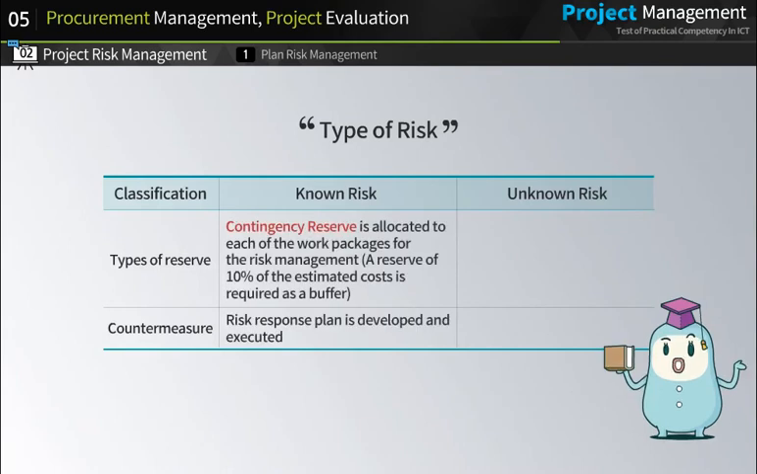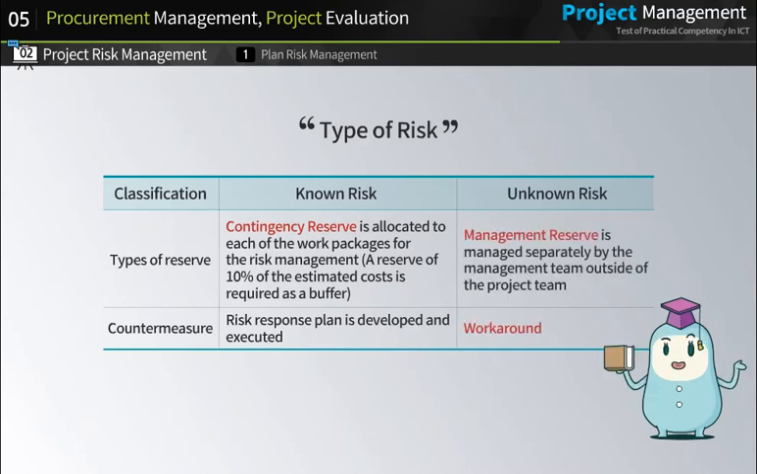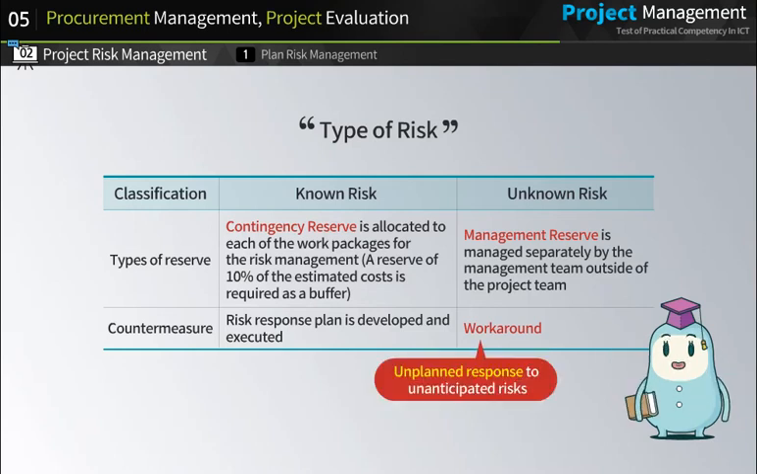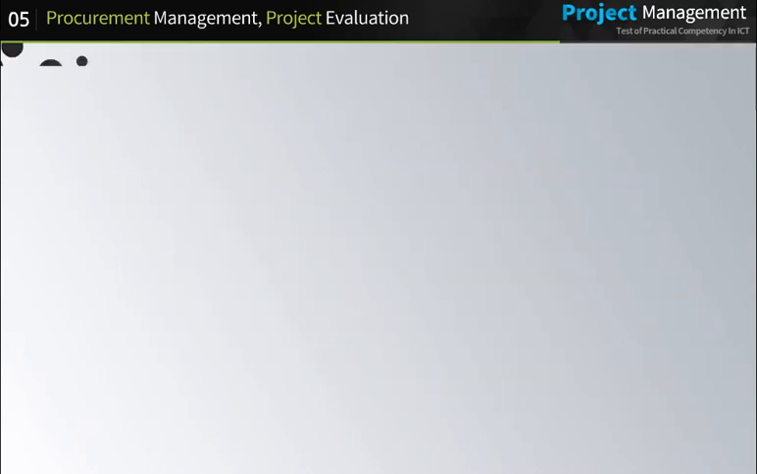For a known risk, contingency reserve is allocated to each of the work packages for the risk management. For an unknown risk, which is not included in the project budget, management reserve is managed separately by the management team, outside of the project team. The term workaround refers to an unplanned response to unanticipated risks.